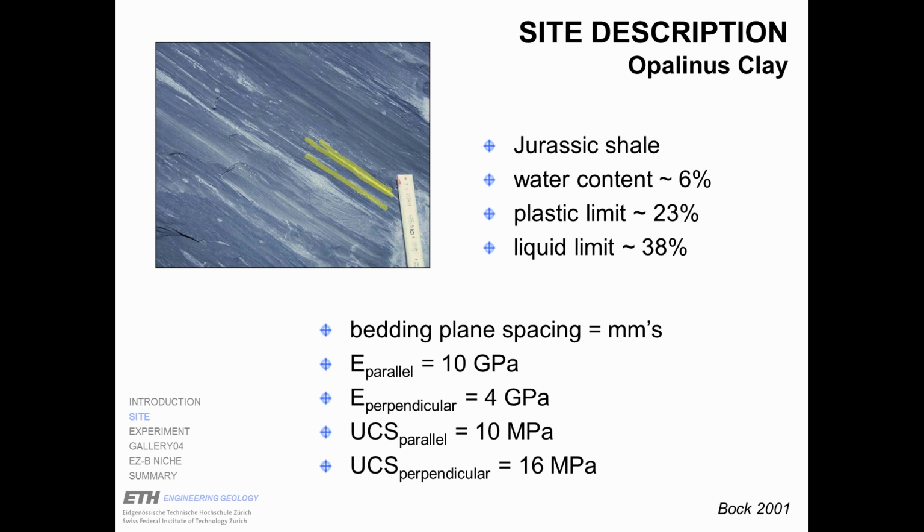The material therefore has a strong, what we call, matrix anisotropy in terms of elastic properties. You see Young's modulus parallel to bedding is 10 gigapascal, perpendicular is 4 gigapascal, but also in terms of strengths, the unconfined compressive strengths parallel and perpendicular to bedding are also strongly different.